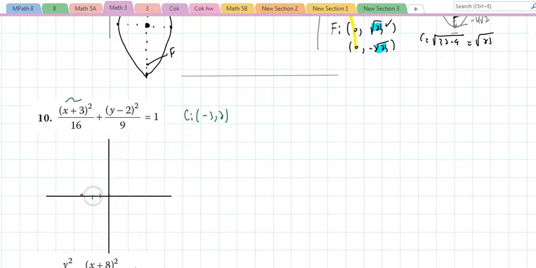Negative 1, negative 2, negative 3, 1, 2. There we go. I'm going to move 4 in the x. 1, 2, 3, 4. 1, 2, 3, 4. I'm going to move 3 in the y. 1, 2, 3. 1, 2, 3. Connect this with a smooth curve. There it is. The center is at 0, 0.